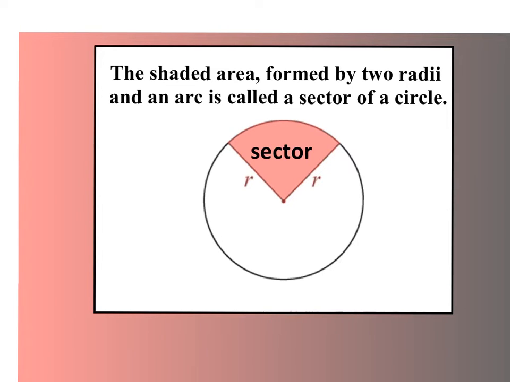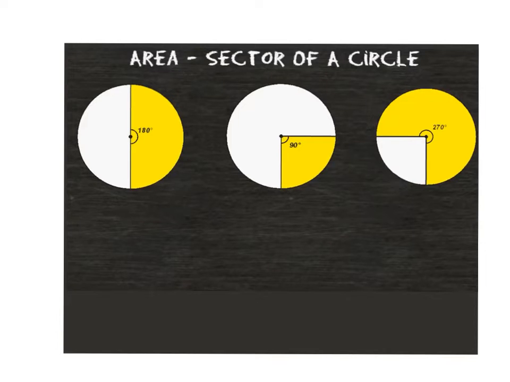Here you can see another picture of a sector. Again, sectors include two radii and define a section or part of a circle. Here we can see three sectors, and if I want to find the area of these sectors, I think about what fraction or what part of the circle I have. I can think of this sector as half of a circle, so its area will be half of pi r squared, because I know pi r squared is the area of the full circle.